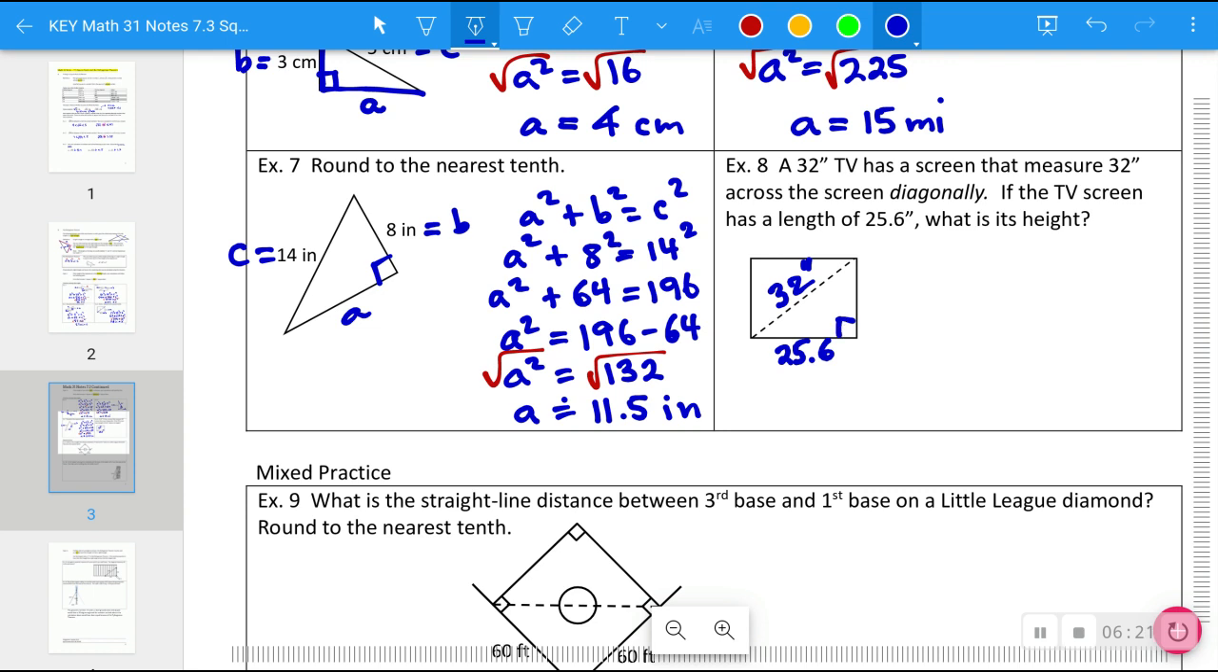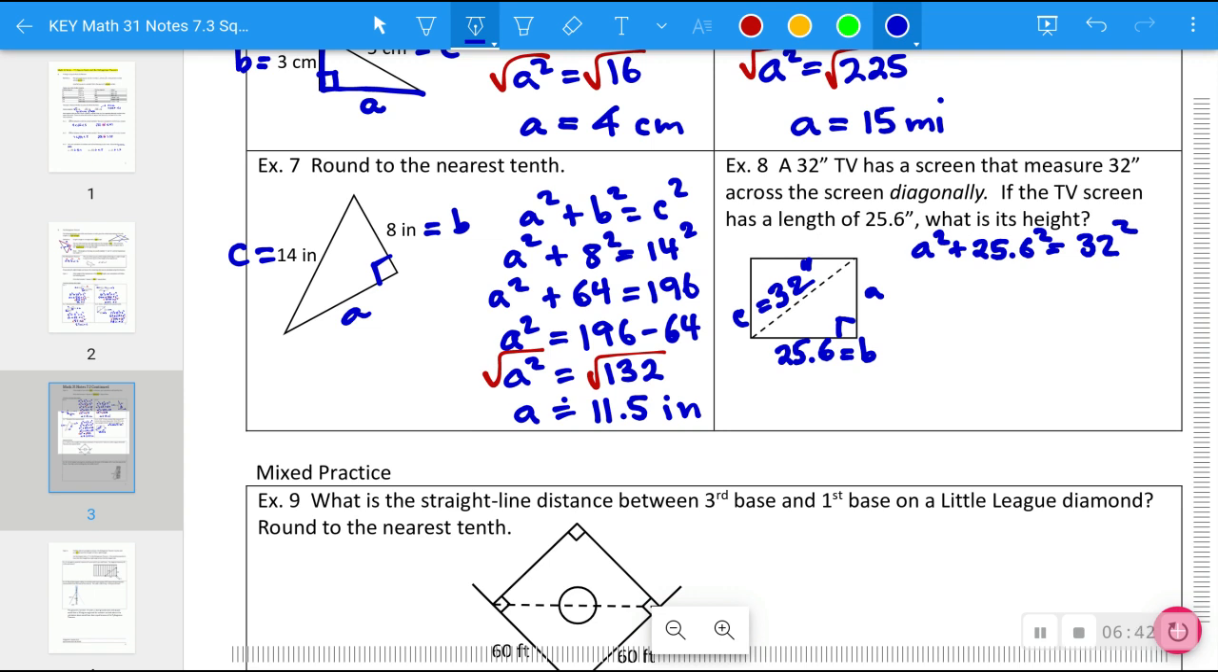So the missing side I'm going to call A. I'll label this one B. And that hypotenuse, we'll call that one C. All right, so A squared plus 25.6 squared is equal to 32 squared. If you leave those squares off, it doesn't work.